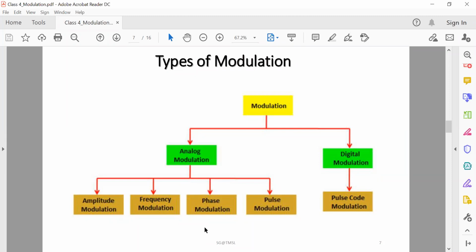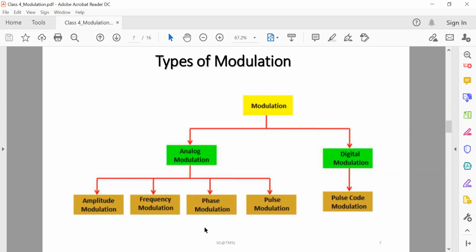Now, amplitude modulation is a technique where the amplitude of the carrier signal is varied in accordance with the amplitude of the message signal, while the frequency and phase of the carrier signal remain constant. Okay, only amplitude is varied. Frequency and phase will be the same. They will remain constant.